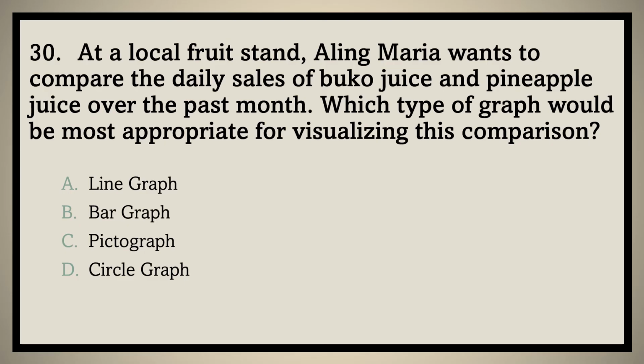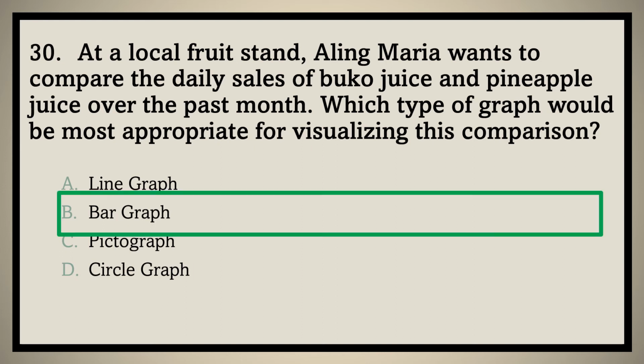In the context of comparing the daily sales of buko juice and pineapple juice over the past month at a local fruit stand, the most appropriate type of graph would be B. Bar graph. A bar graph is suitable for comparing quantities or values of different categories, making it ideal for comparing sales figures of different products like buko juice and pineapple juice. Each product category would be represented by a separate bar, and the height of each bar would correspond to the sales volume or revenue generated for that product on each day.